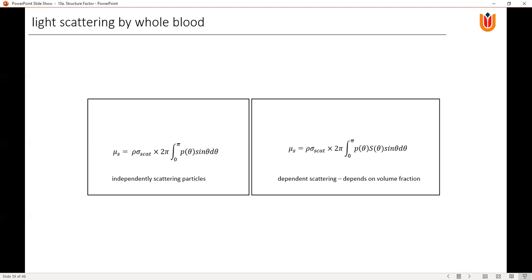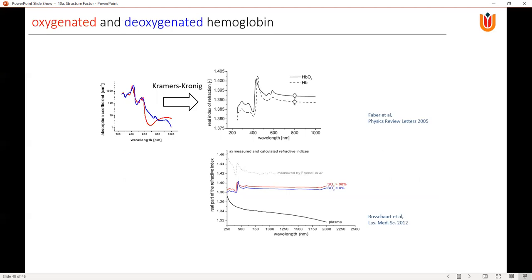But it depends, and that's not even clear from this equation. The structure factor depends on the volume fraction. So the higher the volume fraction, the more pronounced the structure factor will be. So we did this. We tried to calculate this.